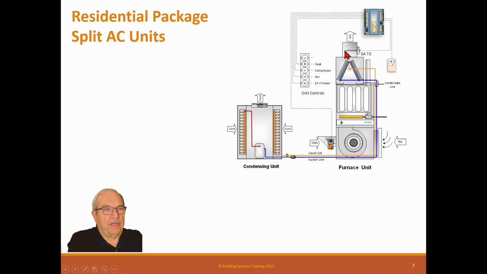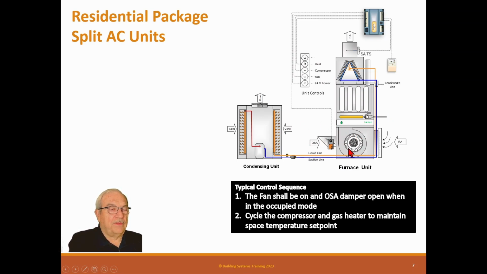Have a room sensor again. We can have a supply air sensor if we want, and we're going to control the damper on the outside air. So we even use these commercially. We don't use as many of these as we do the regular package units in commercial, but it's possible to do so. This sequence is the fan should be on, the outside air damper open when in the occupied mode. Cycle compressor and gas heater to maintain space temperature set point. Or if it had electric heater, it would cycle electric heater.